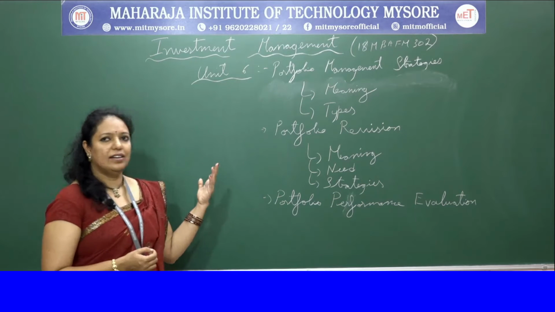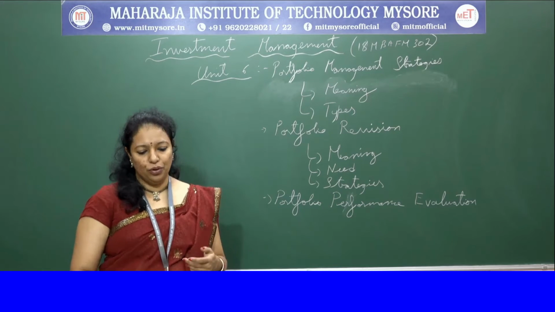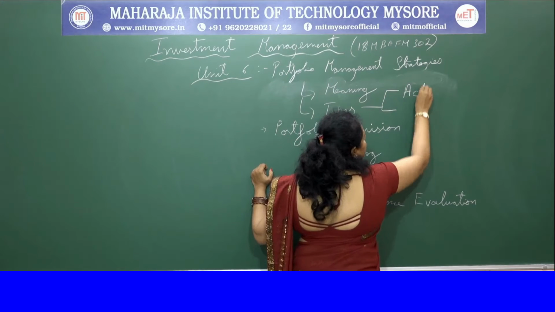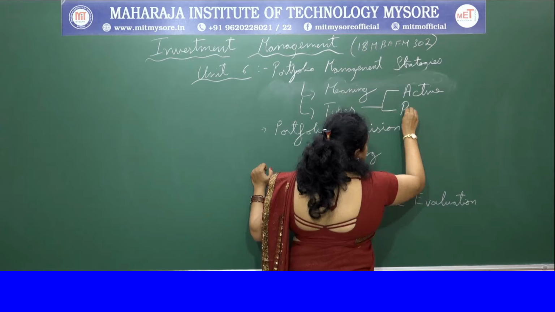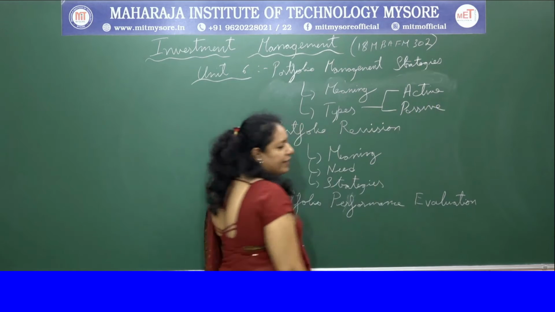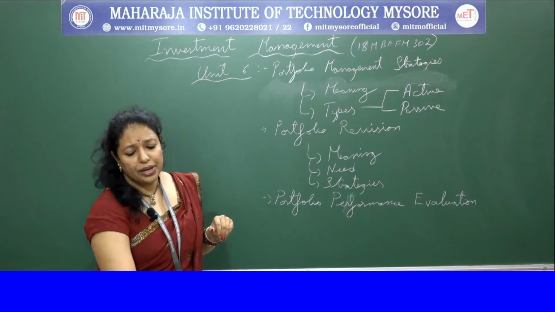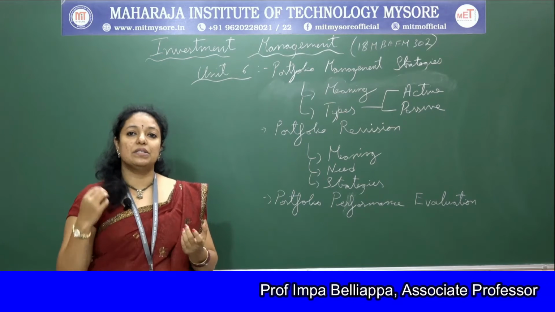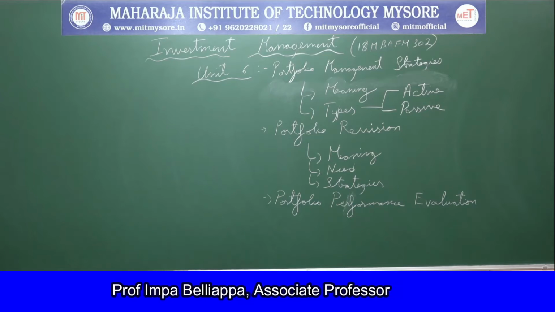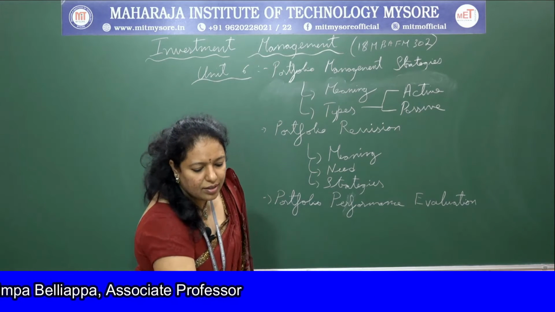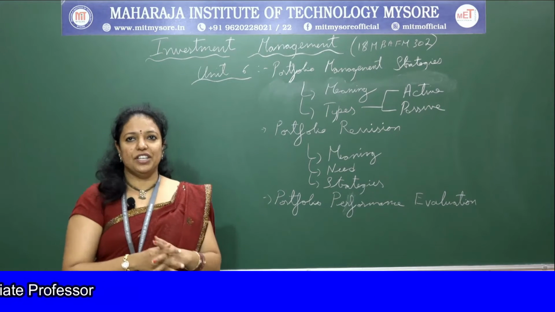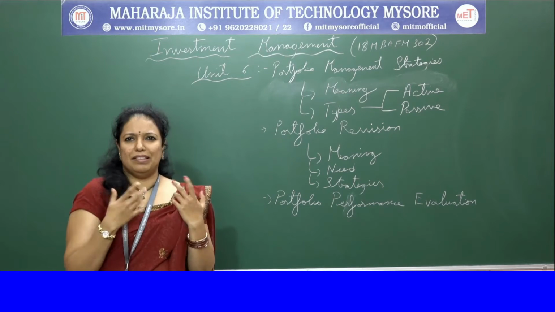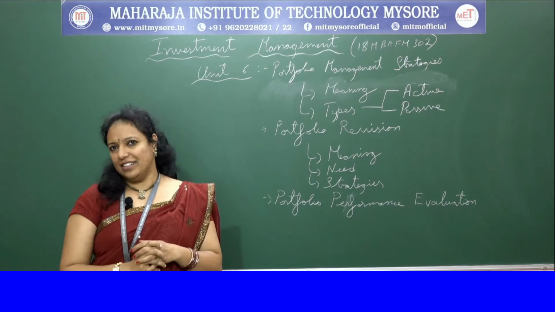Coming to the second type, that is passive portfolio management strategy. The types are divided into two: active and passive. In passive portfolio management strategy, investors make investments as per a fixed strategy that does not involve any forecasting. They do not forecast anything. Randomly they make the investment and take decisions.